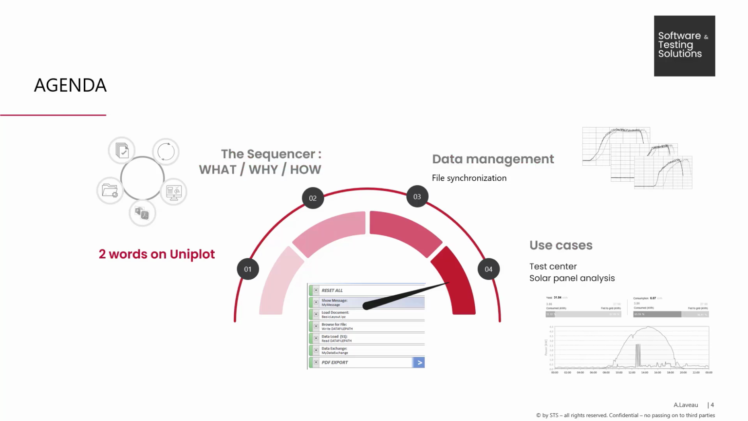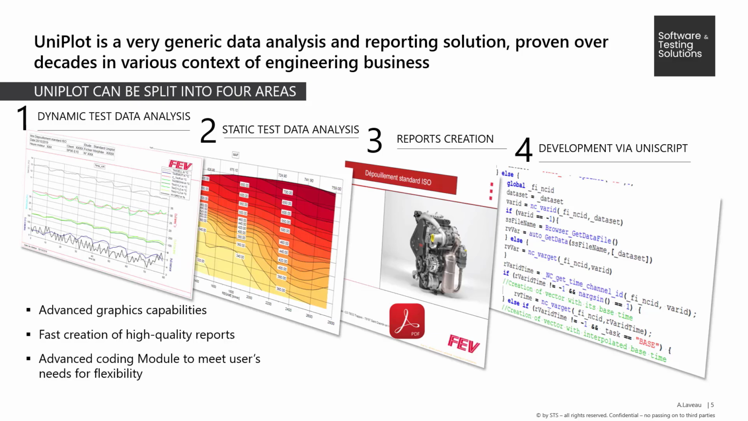Let's start with UniPlot. If you are a UniPlot user, you know this is the tool you need to analyze your data. It has been evolving over decades to reach today's solution based on 4 core pillars. It is meant for the analysis of dynamic or static test data with an incredible degree of plot customization. UniPlot makes professional reports out of your data analysis. It also comes with a coding module called Uniscript, where you can write your own functions and also adapt UniPlot's behavior to your needs. But that's not all, as we will see today.